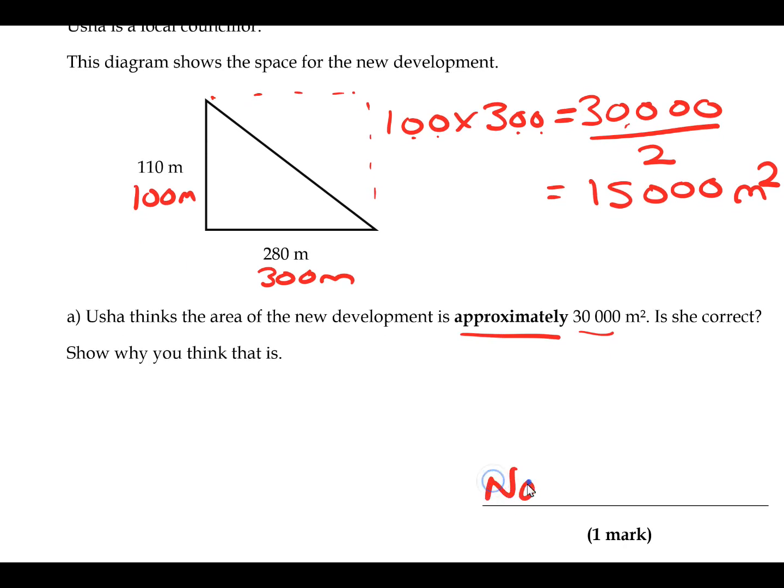So no, she is incorrect. And the evidence for that decision is our calculation up there for the area of our triangle. And that's worth 1 mark.